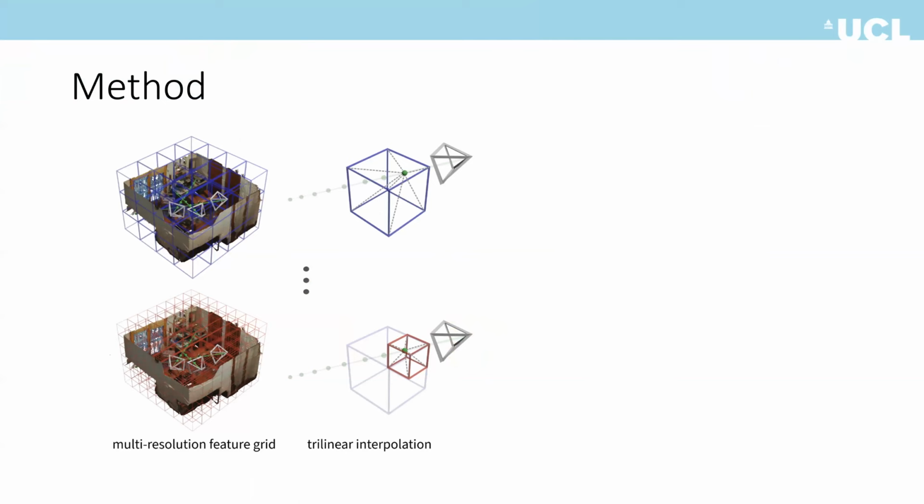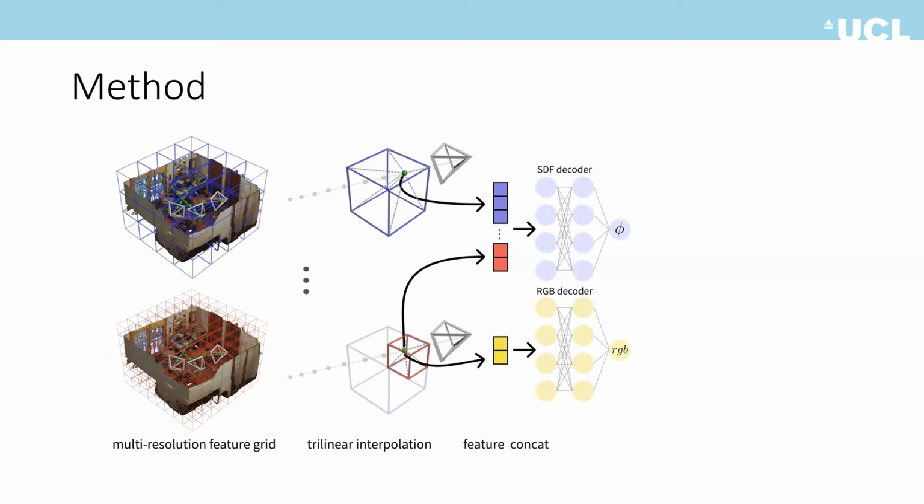At each training iteration, we sample rays from our RGBD images, and for each ray, we also sample some points along it. For each sample point, we query the feature in the feature grid based on its 3D coordinate. Because we have a multi-level feature grid, we concatenate all the features at the different levels. We also have a separate feature grid to encode the color information. And once we've got all the features, we use two MLPs to decode directly into SDF and color.